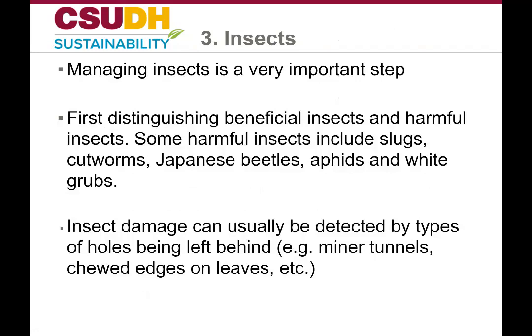Thirdly, there's also insects. So managing insects is a very important step. And first you have to distinguish, not all insects are bad. So there are beneficial insects and there's also harmful insects. So some harmful insects include slugs and cutworms, Japanese beetles, aphids, and white grubs that will actively destroy your crops.